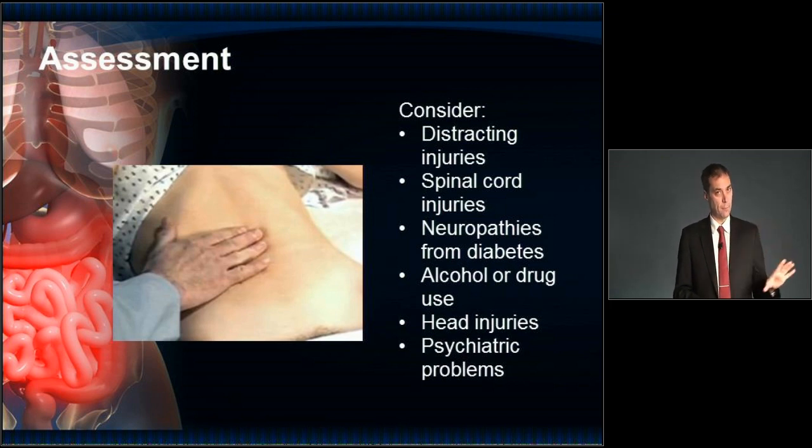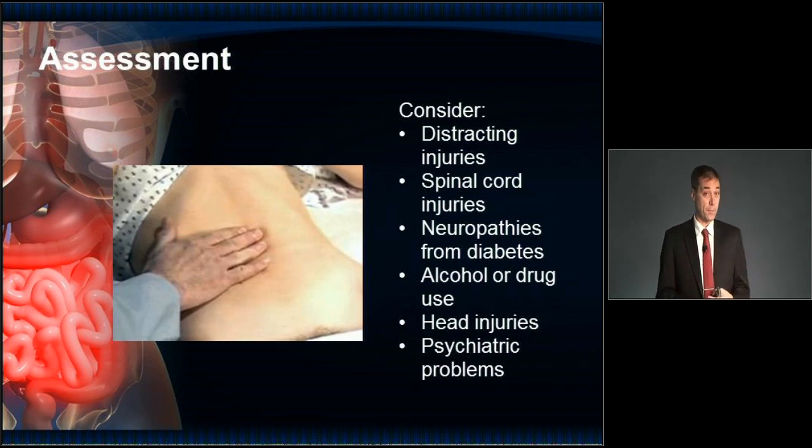So consider the fact that with distracting injuries, especially painful ones, the patient is less likely to have an abdominal assessment that reveals injury. Of course, if the patient has a spinal cord injury, especially with paralysis and loss of sensation, the abdominal assessment may become very different because they can't feel the abdomen.